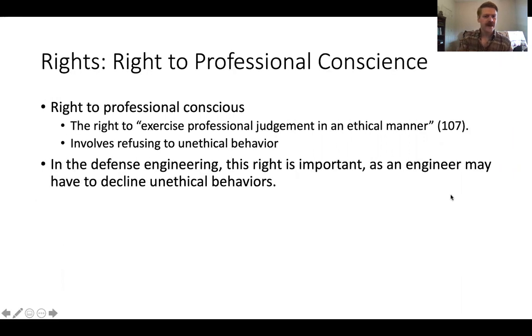Okay. Next, what about engineering rights? Our author talks about the right to professional conscience. And the idea here is that one has the right to exercise professional judgment in an ethical manner, right? Well, what does that mean?